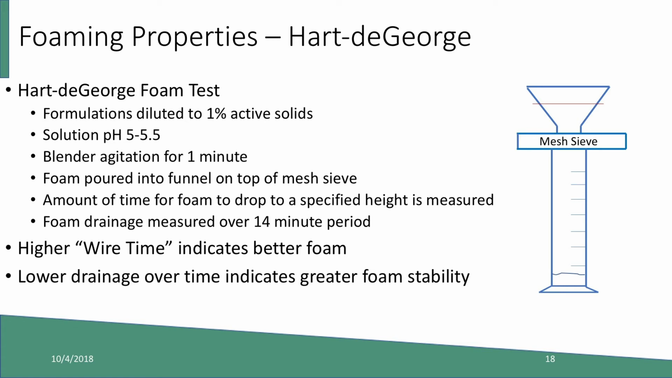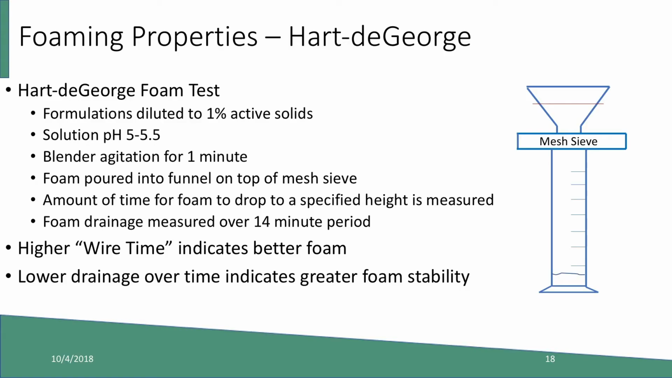The foaming testing that we did is a Hart-deGeorge foam test. It uses the apparatus you see on the right. You have a mesh sieve, and on top of that mesh sieve, you put a funnel with a wire at a specified height. You take your surfactant concentration, we diluted down to 1% active solids, adjusted the pH of that solution to 5 to 5.5, took 100 mils of that, put it in a blender and blended until it turned into a foam, and immediately poured it into the apparatus.